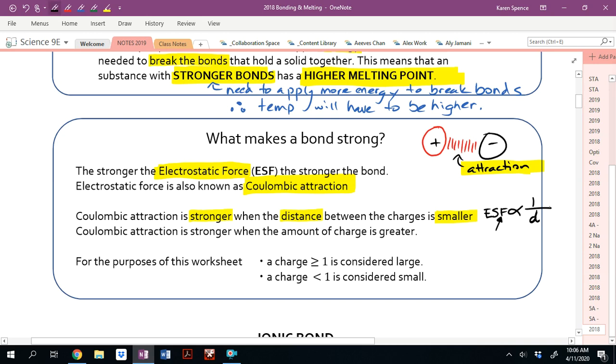If any of you have done any of the math around this, it actually goes as the square of the distance, but we're not going to get too excited about that. You do not need to know this formula. All you need to know is that as the distance gets bigger, the force between the particles gets smaller. As the distance gets smaller, the force between the particles gets bigger. So it's an inverse relation.